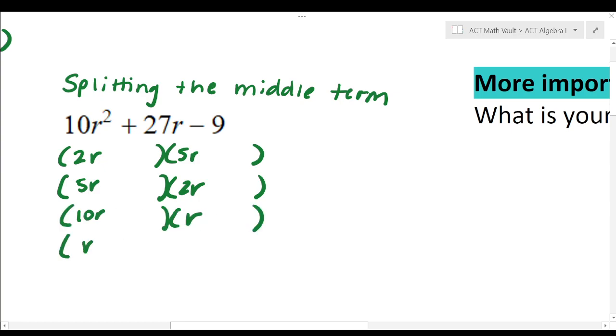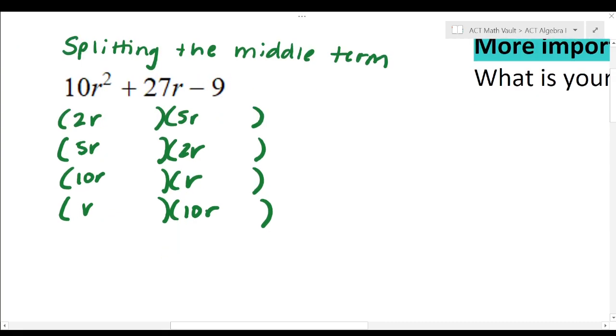We would have r and 10r. And that's it. But then we also have all of the factors of negative 9. So we would have minus 1 plus 9, minus 3 plus 3. But then, gosh, we have to write those 2r's and 5r's again because then we'd have plus 3, minus 3.